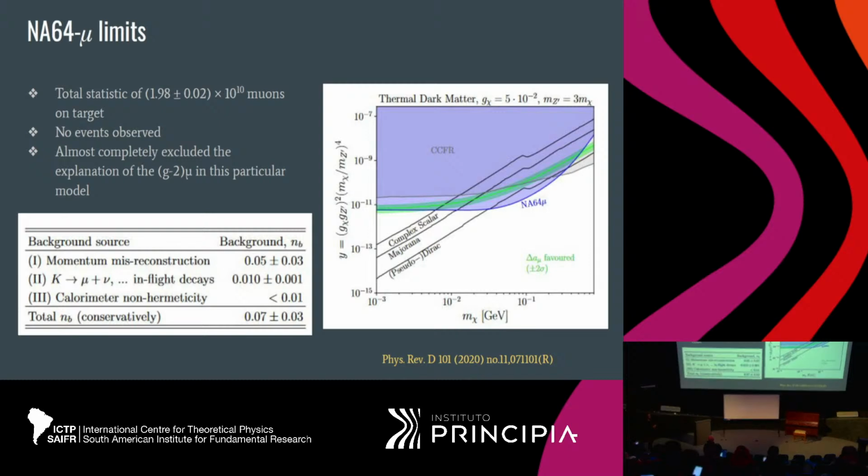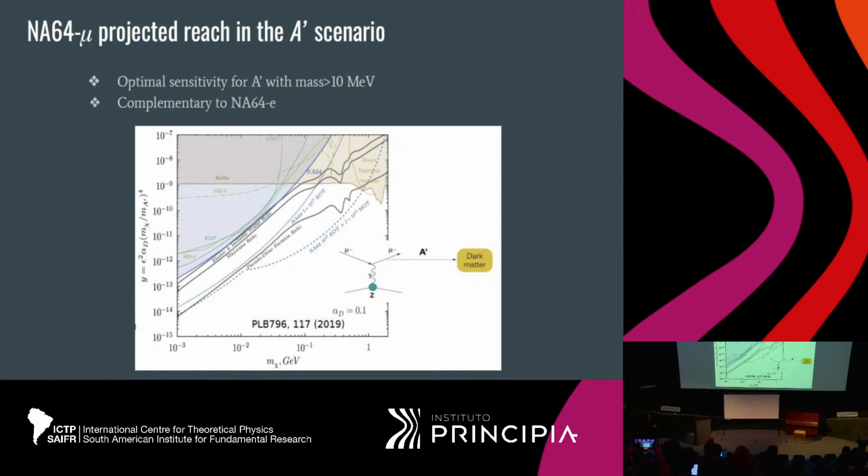And this result allowed to exclude this one, that is the so-called g-2 band, that is to say that region of the parameter space that could explain the anomalous magnetic moment of the muon, if that was the theory underlying that effect. So this is the result of this experiment, and as a first statistic collected by them, I think it is quite good.